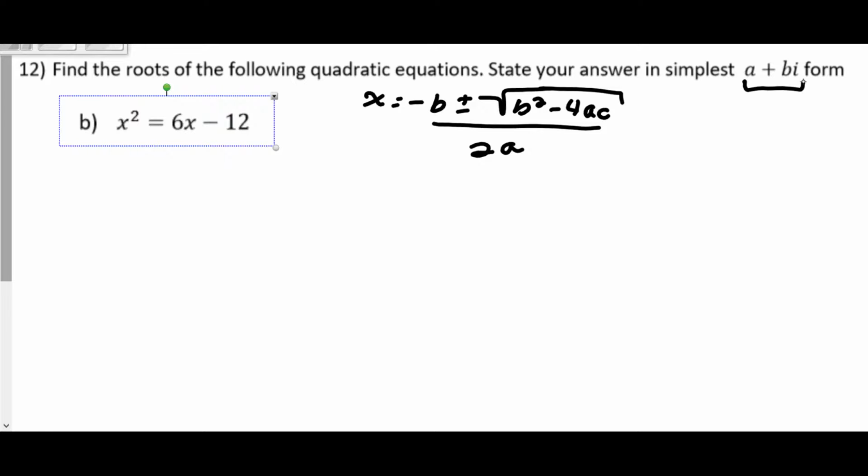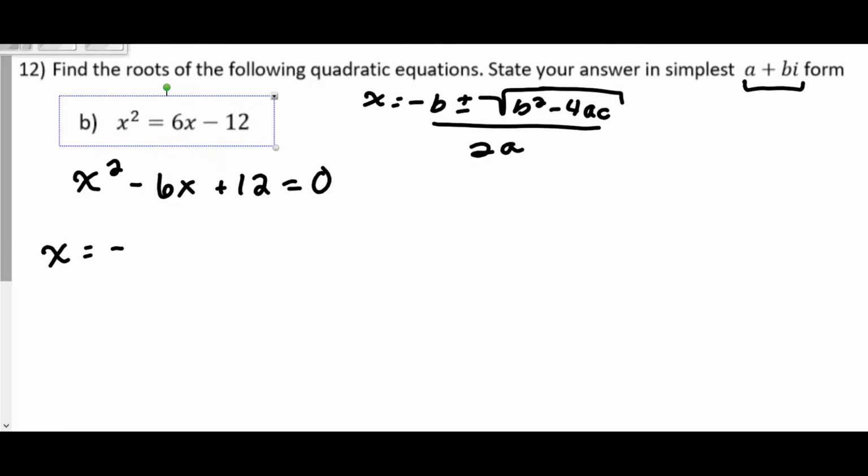The only difference is going to be at the end, when we take the square root, we're going to end up with something with an i instead of just a real number. So I'm going to use quadratic formula because that's something that will always work for any quadratic no matter what. And I'm going to just get it into standard form. So x squared, I'm going to move my 6x over, minus 6x plus 12 equals 0. And now I'm just going to plug into my quadratic formula.